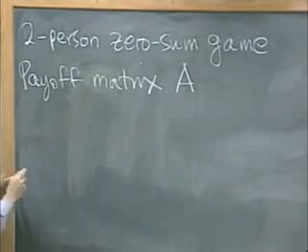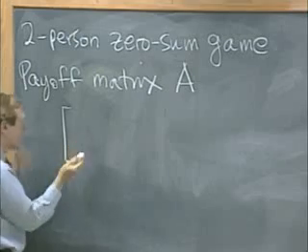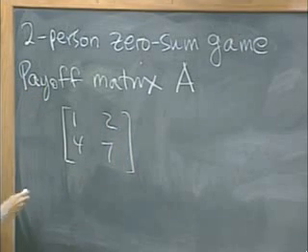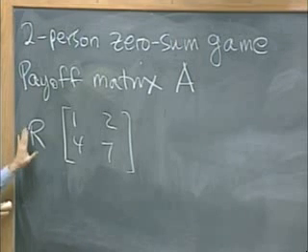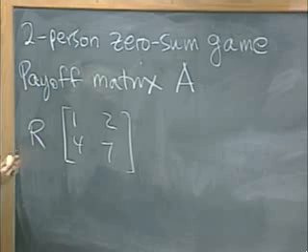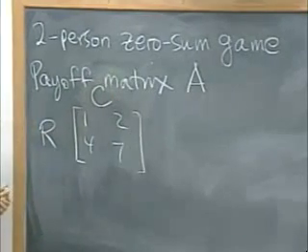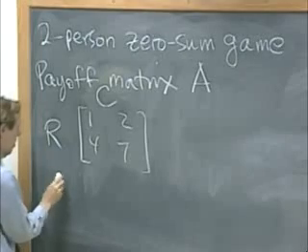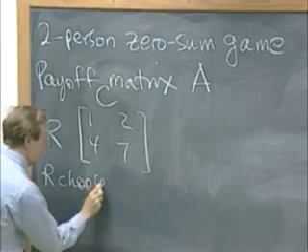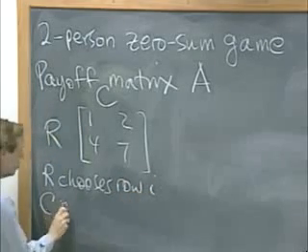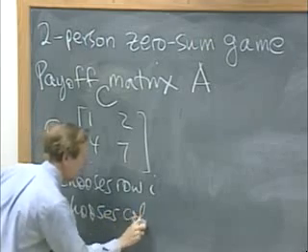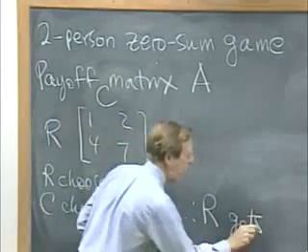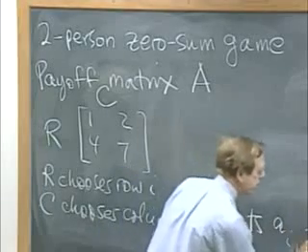I start with the payoff matrix. Let me take an example that's 2 by 2, just to explain the rules. So maybe the entries are 1, 2, 4, and 7. R chooses a row. C chooses a column. That identifies a number, and that's the payoff to R. So R chooses row I, C chooses, in the best way possible, column J, and R gets that amount, Aij, that entry, from C.